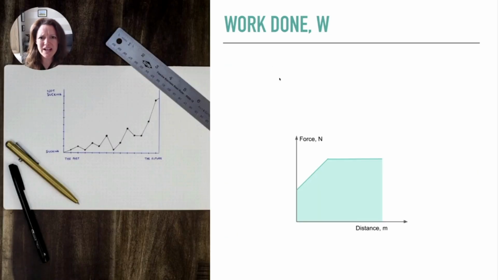So what happens when our force is not constant? What happens if we can't apply the same force to that object as it travels through a distance? I quite like this graph below. I'll give you a chance to look at the axes. On the x-axis, we have the past and the future. And on the y-axis, we have sucking and not sucking.